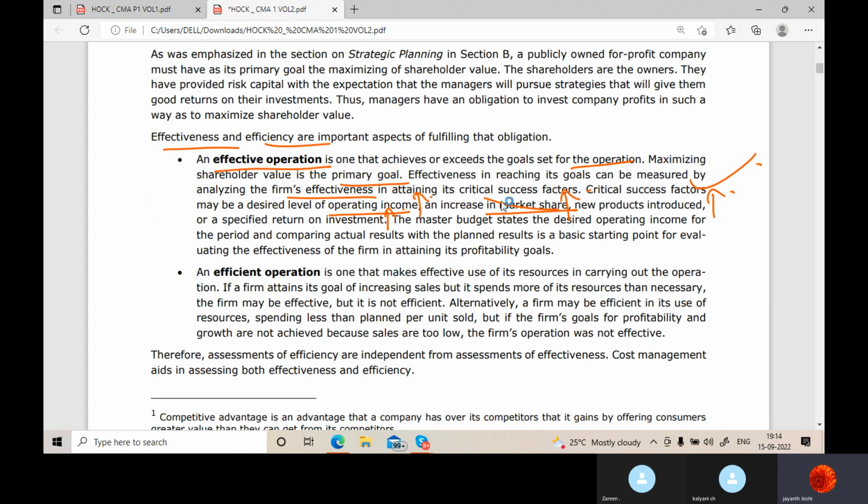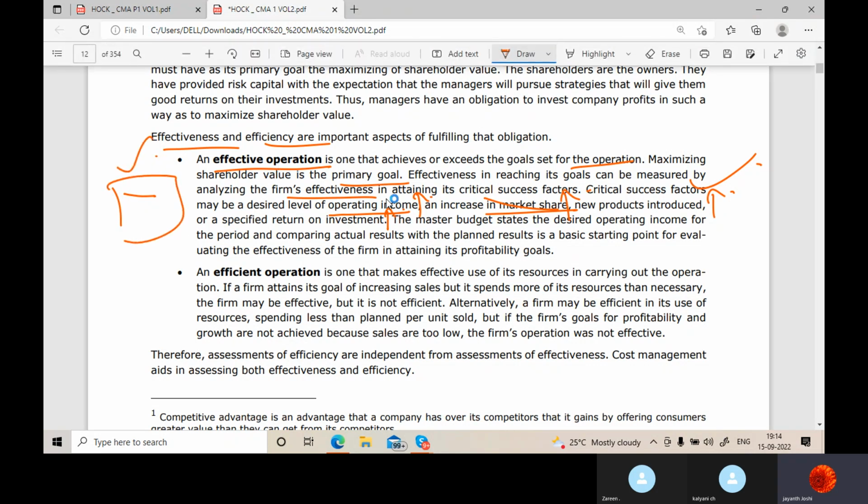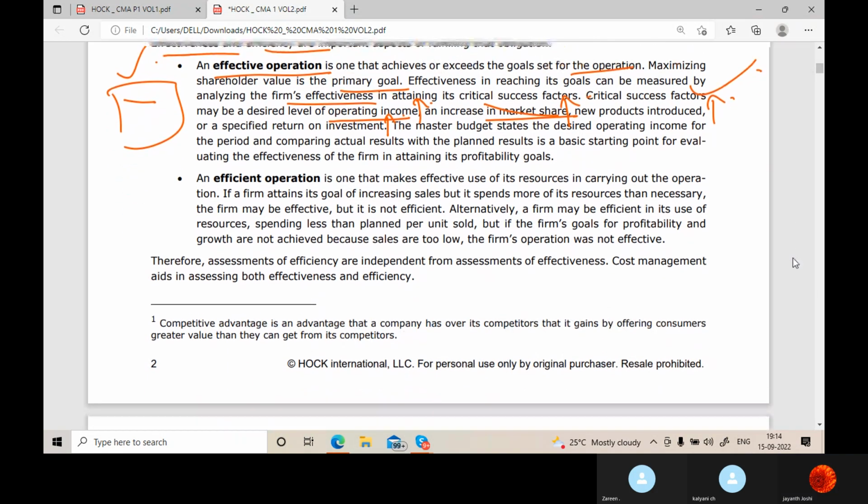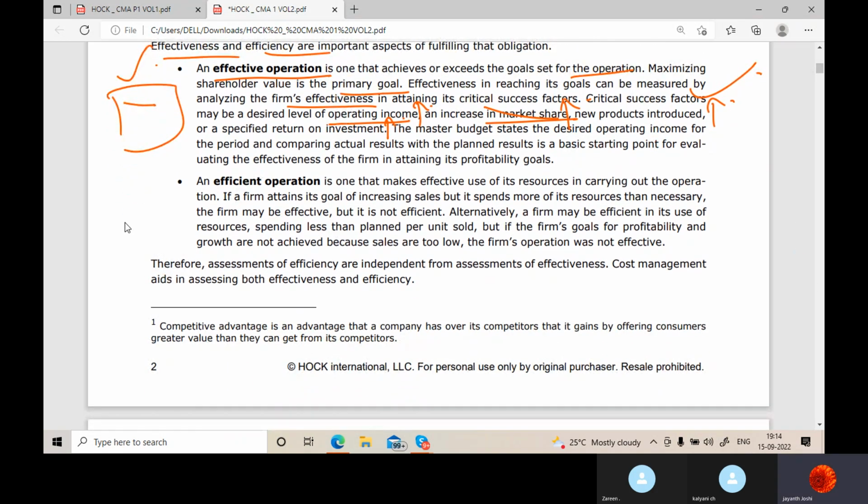So what the master budget does is, whatever operating income you have estimated or desired, you definitely want to earn that and see yourself at that position, and you want to compare that with the actual results. That would show whether you have really achieved the goal you have set or not.